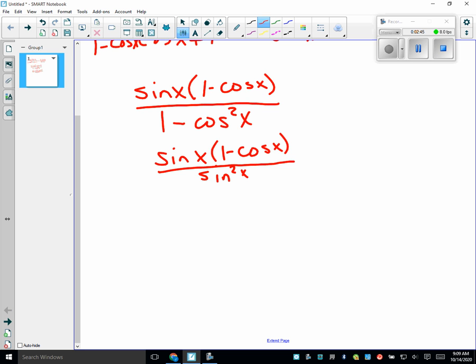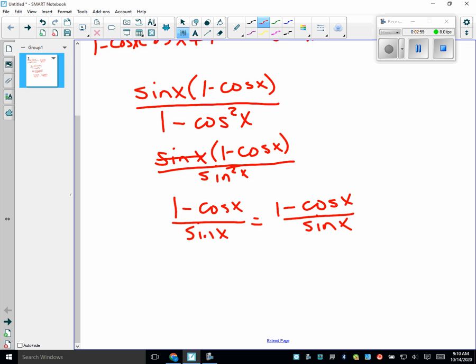Just have to cancel out the sine? And I have 1 minus cosine x over sine of x equals 1 minus cosine x over sine of x. Does that make sense to you? Okay, look at 88. What are you going to multiply top and bottom by? Secant plus 1. Okay.